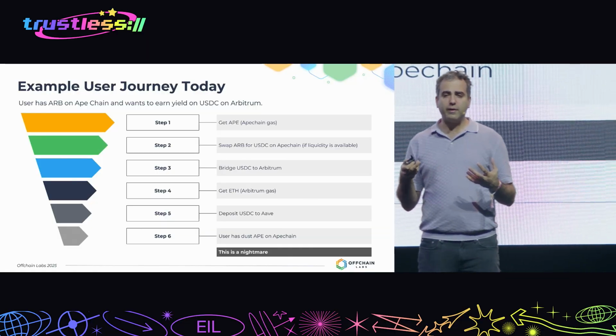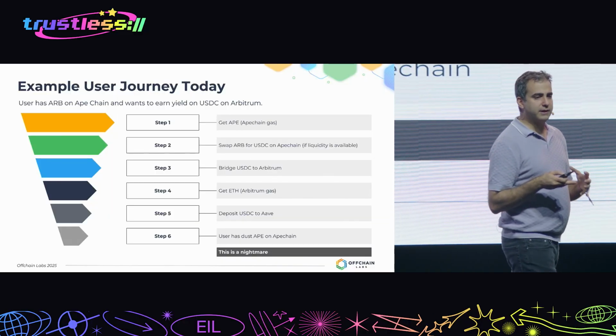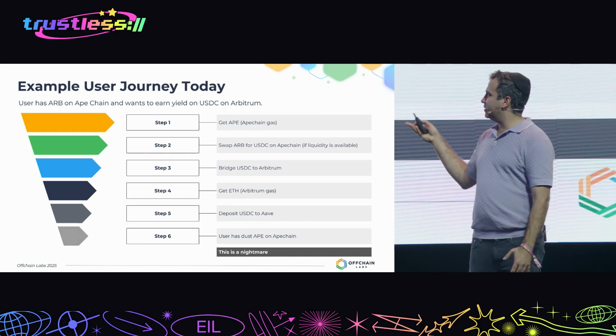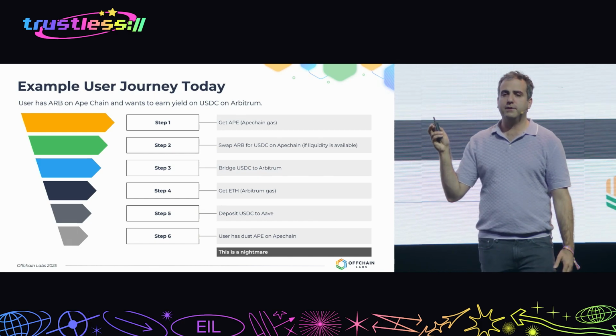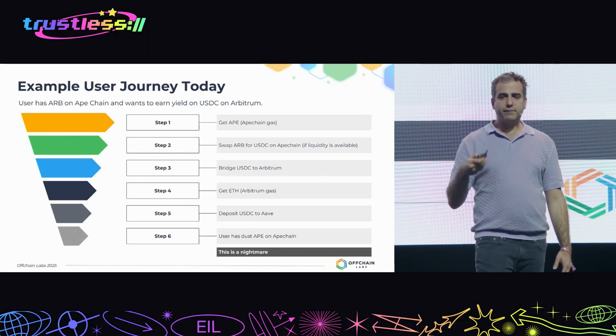At the end of the day, you're also going to be left with some dust on Ape, which is not going to be consolidated in your wallet because you're not going to be able to figure out the exact cost of bridging. It's an awful and really terrible process. And this is actually pretty basic. Imagine that you wanted to deploy something on Aave on Ethereum or Arbitrum. It would be even more steps and even more complex.